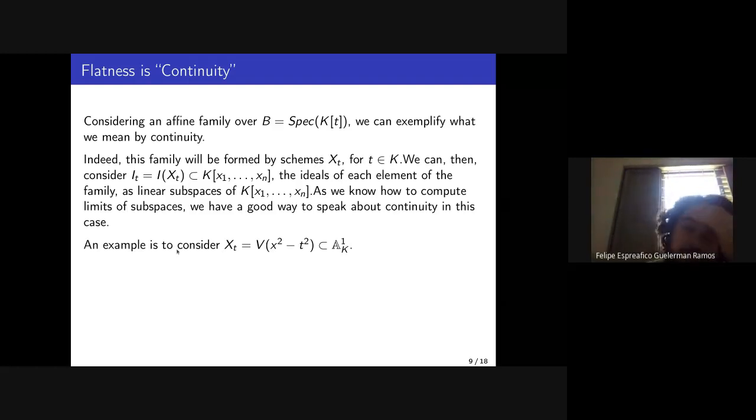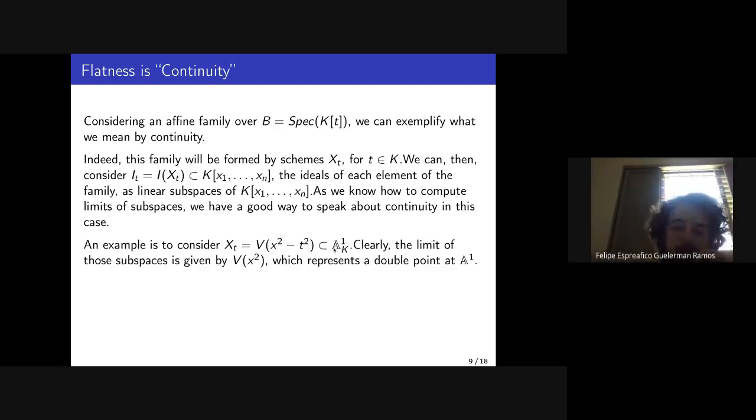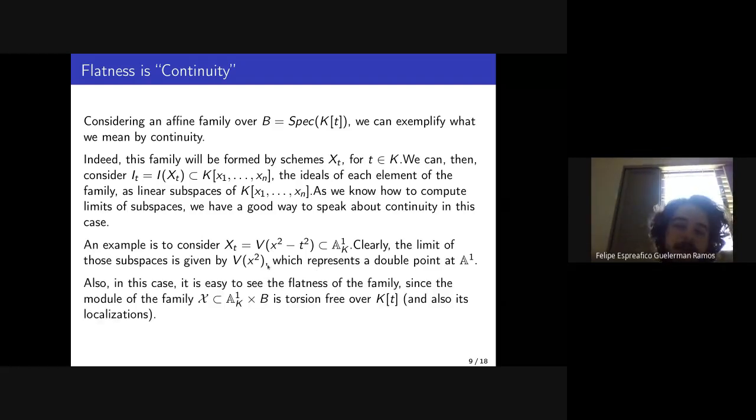So the first example is to consider this family. For each t, we have two points in our affine line: the point minus t and the point plus t. And of course, for each pair of points, if t converges to 0, we are going to get closer and closer points. Then in the limit, we are going to have this space, which is a double point in A1 at the origin of A1.